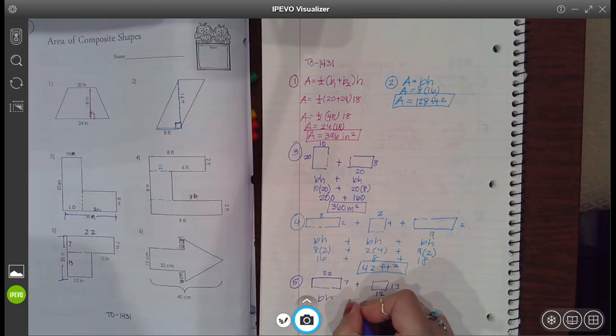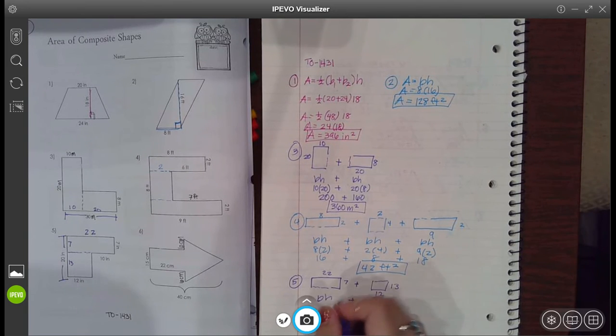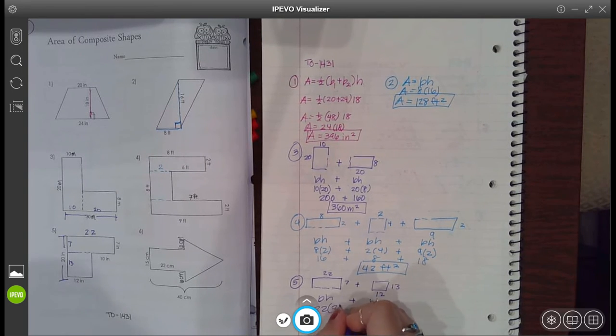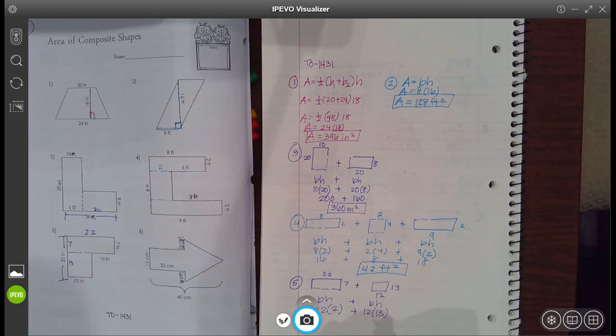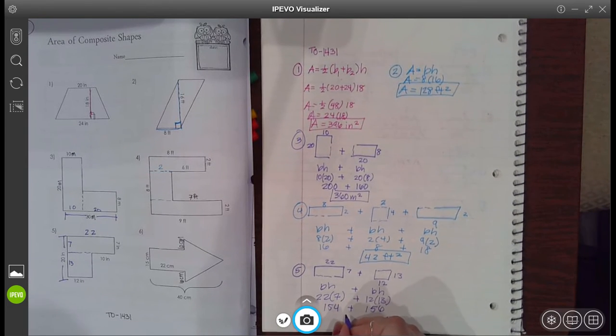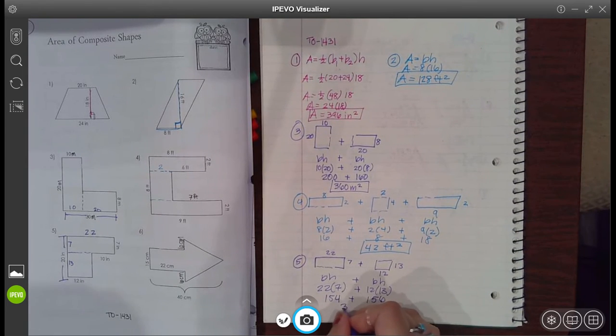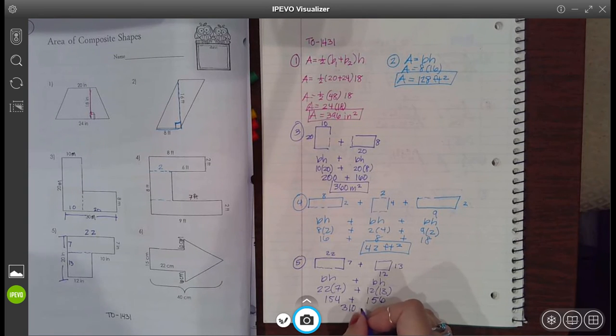Okay, they're both rectangles, so base times height for your formula. And it's 22 times 7 plus 12 times 13. So 22 times 7, you should get 154. And 12 times 13, you should get 156. Then add those two together, and you get 310. And it was inches squared.